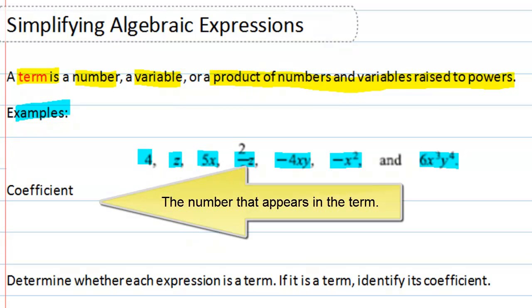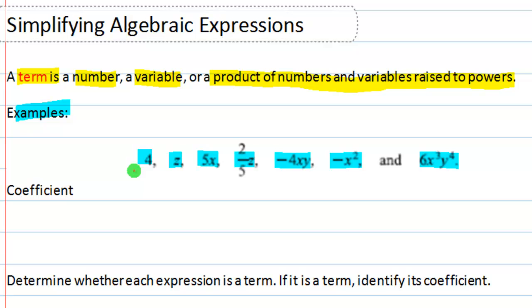Now when we talk about terms, we often talk about their coefficients. And the coefficient is the number that appears in the term. So for the term 4, 4 is the coefficient. So 4 is its own coefficient. You can think of it that way. For z, when you just have a variable, there's an understood coefficient of 1. 1 times z, or 1, for the coefficient.